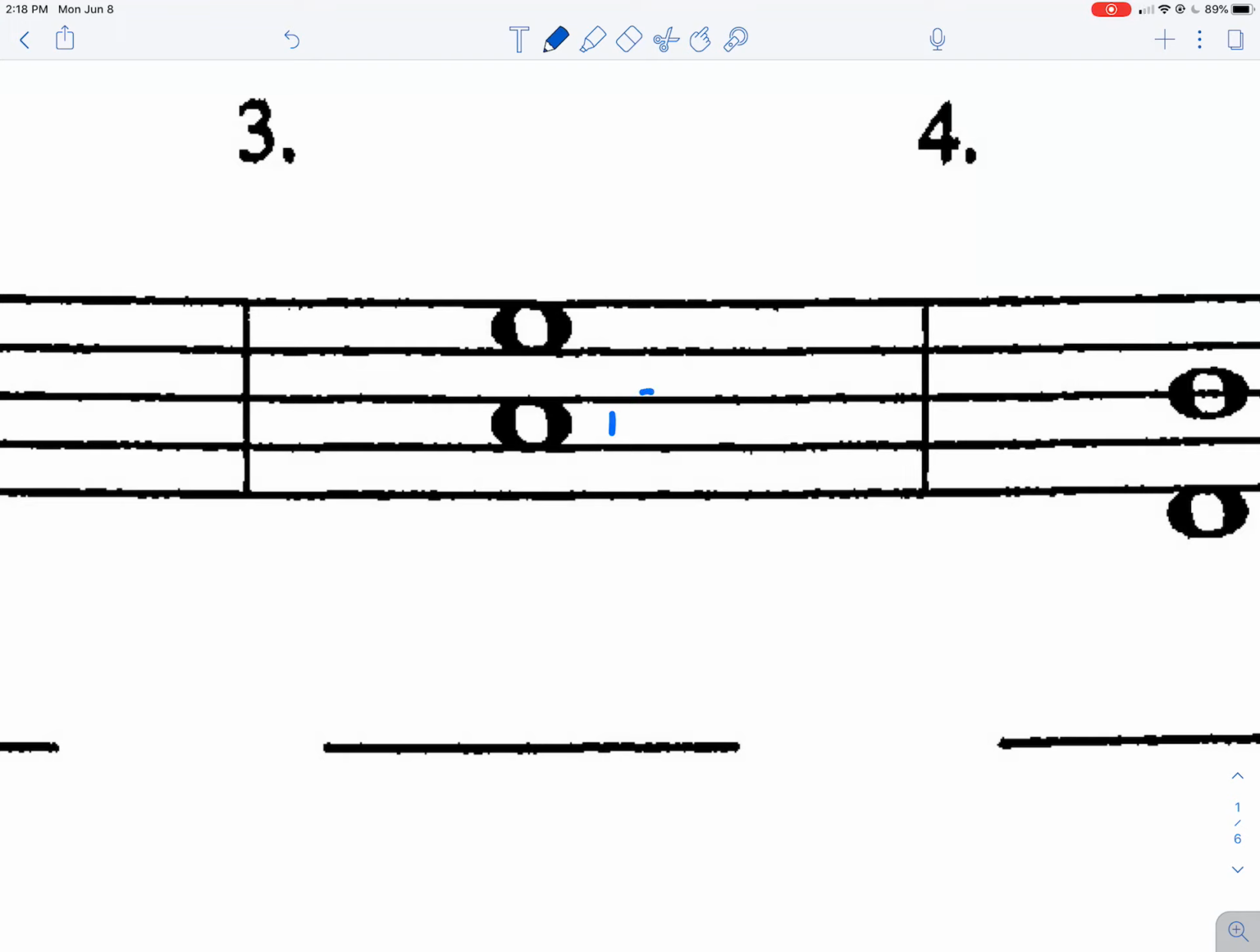Moving on to number 3, the first step is to determine what your number is. 1, 2, 3, 4, 5. So we know that this is some kind of fifth, right? And then we're going to do our whole step trick again. A to B is a whole step. B to C sharp is a whole step. C sharp to D sharp is a whole step, so that's 3 whole steps. And then D sharp to E is 3 1/2 whole steps, which means what we're working with here is a perfect fifth.